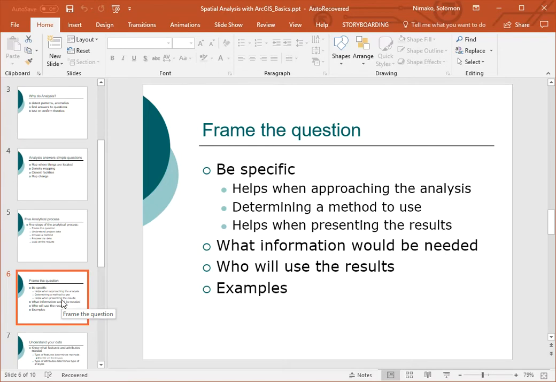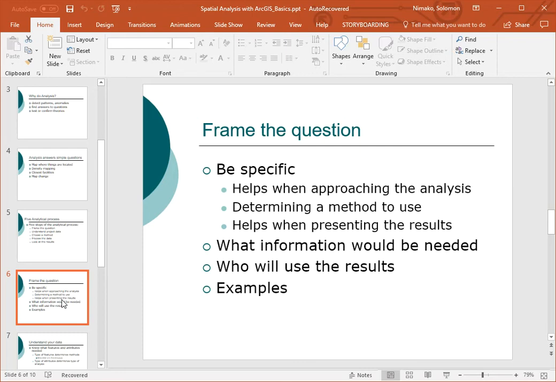And I've always told my students, framing your question or understanding your question is one of the fundamental things in GIS, and it even extends further than just the analysis. Because if you are given a project and you don't understand what you're supposed to do, then how are you going to do it? So be very specific. It will help you when you are approaching the analysis. It will help when you are determining the method to use. It helps when presenting the result because you have a specific question that you're trying to answer.